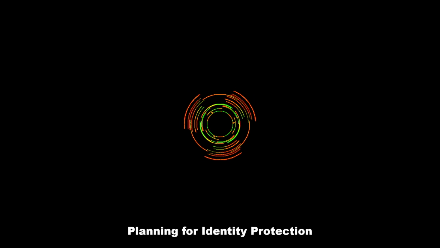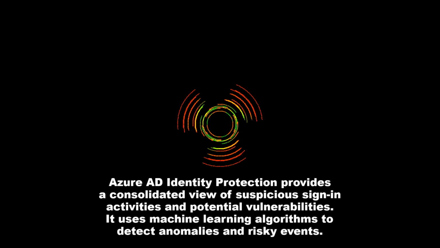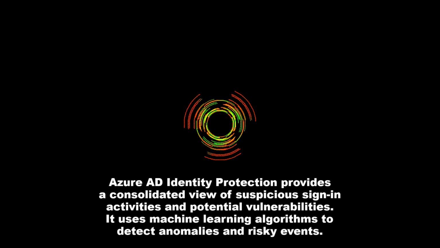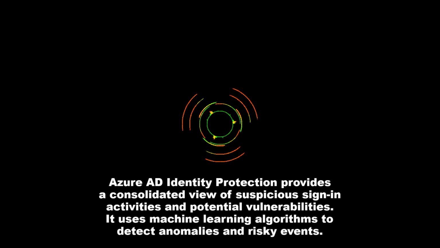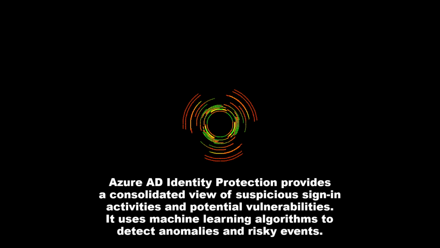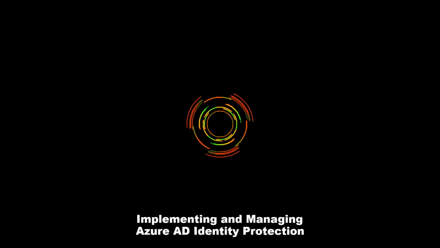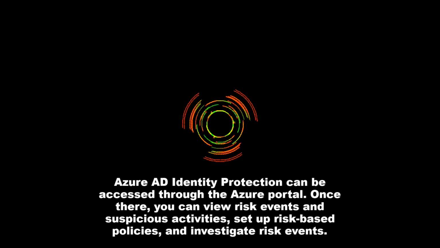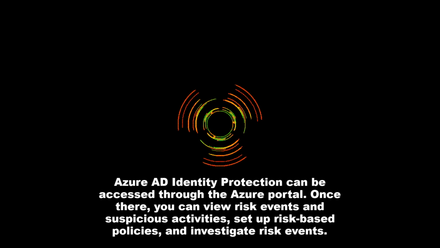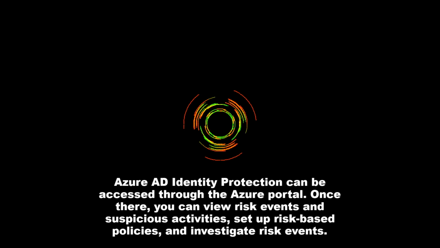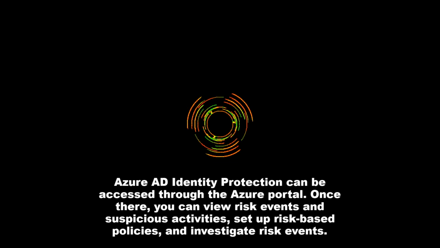Planning for identity protection. Azure AD Identity Protection provides a consolidated view of suspicious sign-in activities and potential vulnerabilities. It uses machine learning algorithms to detect anomalies and risky events. Implementing and managing Azure AD Identity Protection. Azure AD Identity Protection can be accessed through the Azure portal. Once there, you can view risk events and suspicious activities, set up risk-based policies, and investigate risk events.